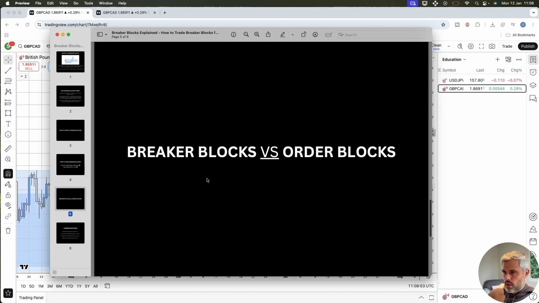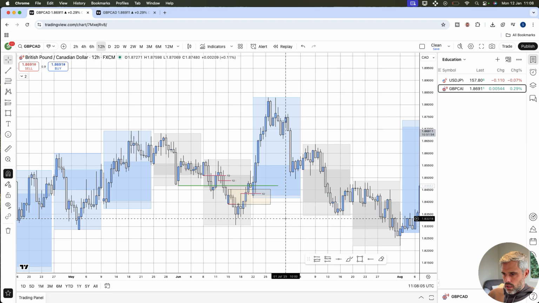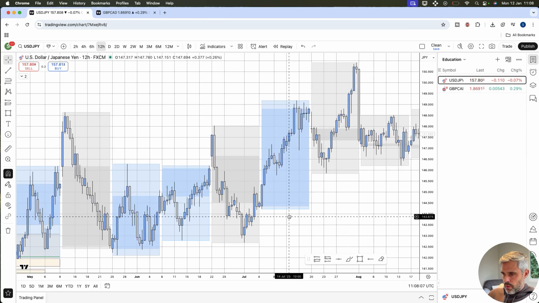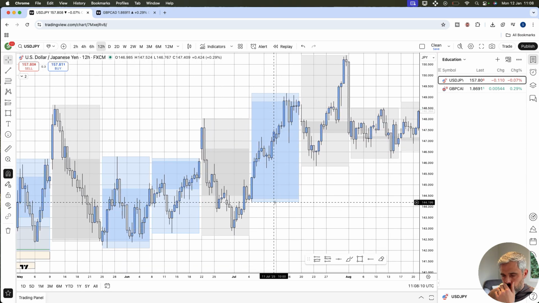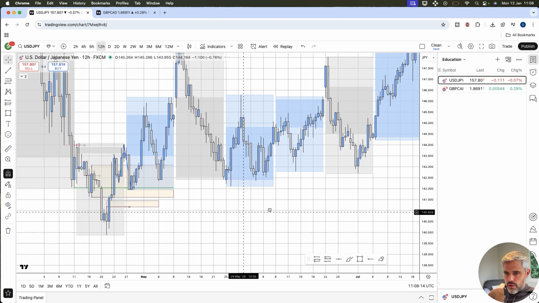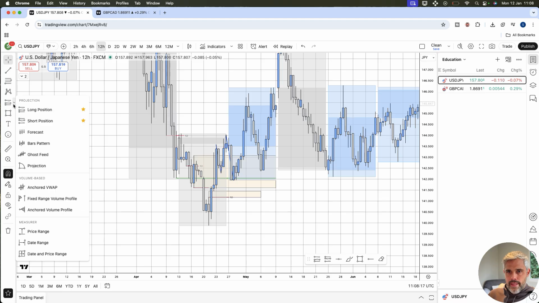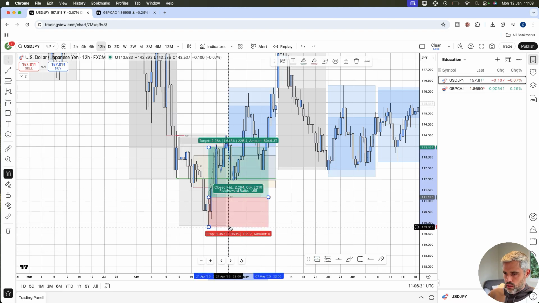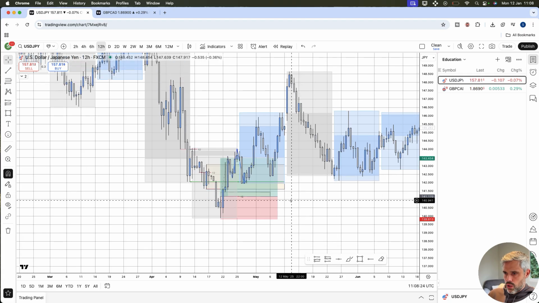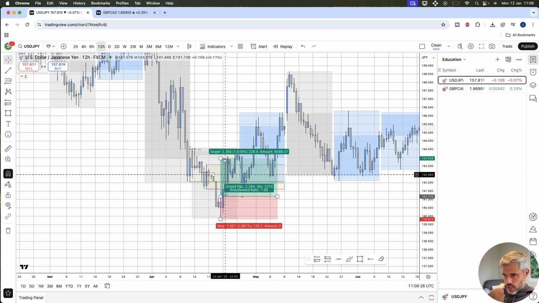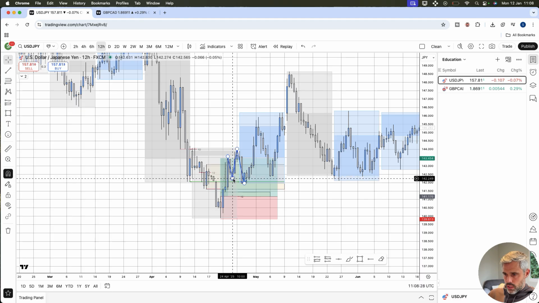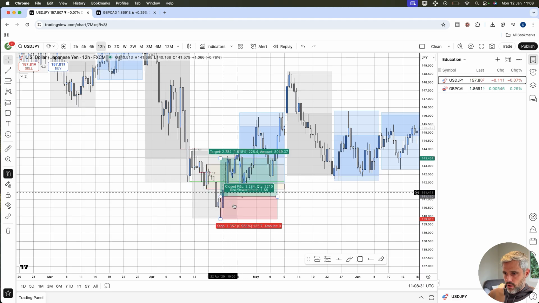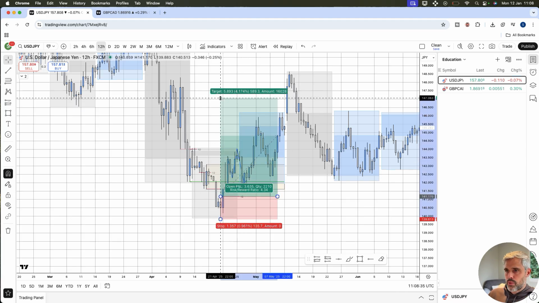We've talked a bit about breaker blocks versus order blocks. I think a lot of the time, the benefit of breaker blocks versus order blocks is that if we take this example here, if you were waiting for an order off the order block, this would be completely valid. You've got the shift, you're looking for a retracement into this area, but it never comes for the reason that we talked about. So you're missing trades, you're missing this price action here.